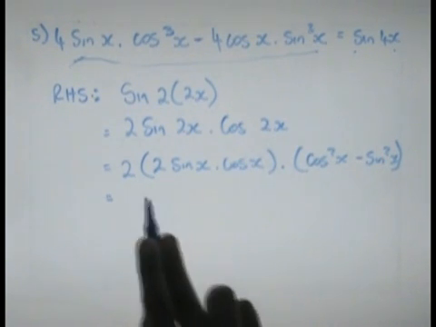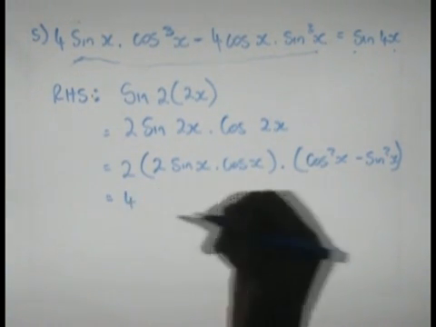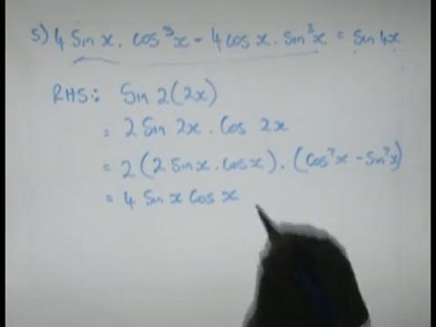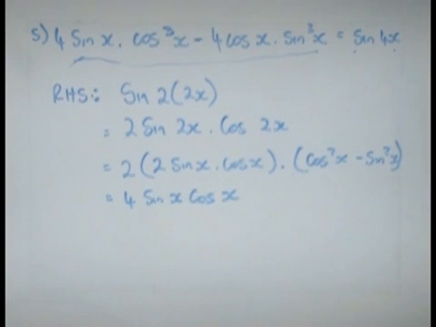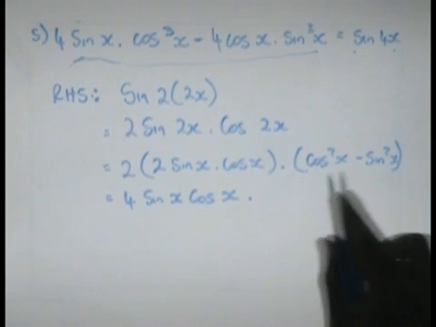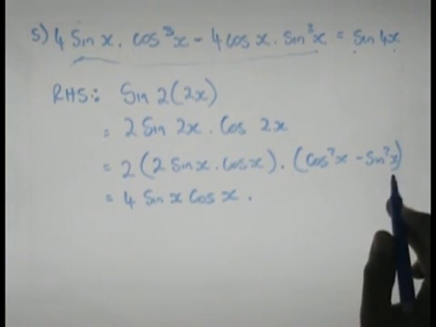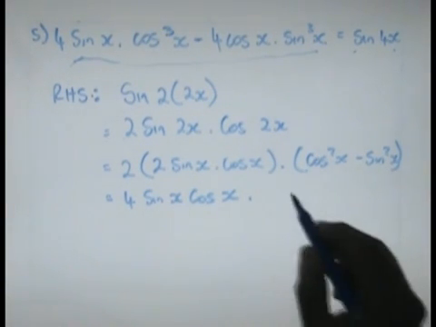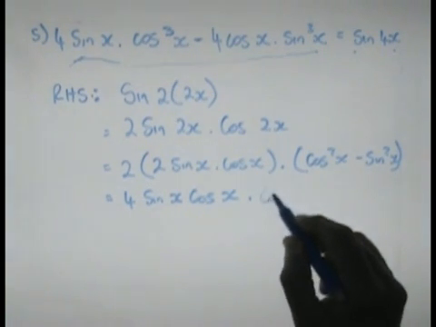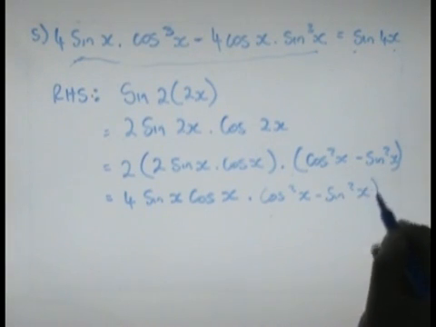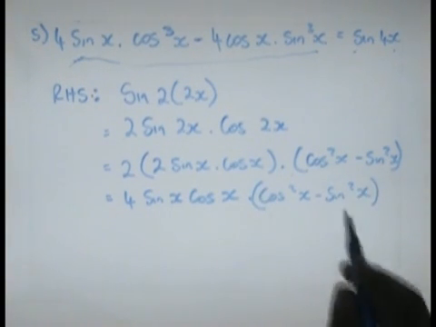That's going to equal 2 times 2 is 4 sine x cos x multiplied by cos squared x minus sine squared x. I'm going to leave that as cos squared x minus sine squared x, and I'm going to leave that in brackets.